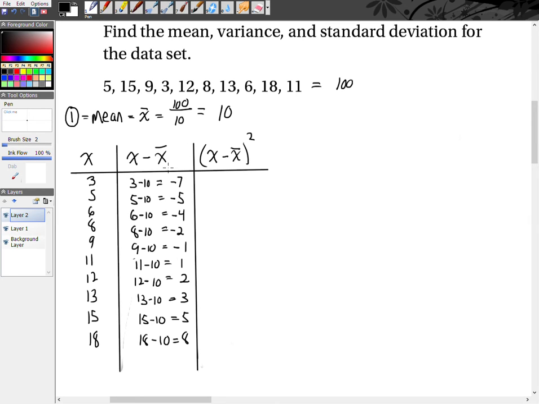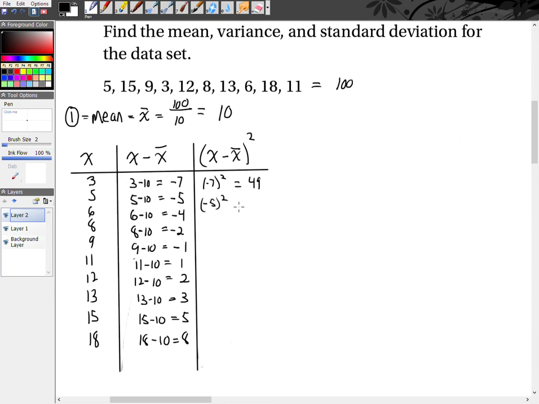Now that I have all of these numbers, my x values minus the mean, I need to take those numbers and square them. That's what this means here. Notice how it's the same thing, but squared. So I have to take these values here, that I just got from doing this work, and square them. So negative 7 squared is 49.